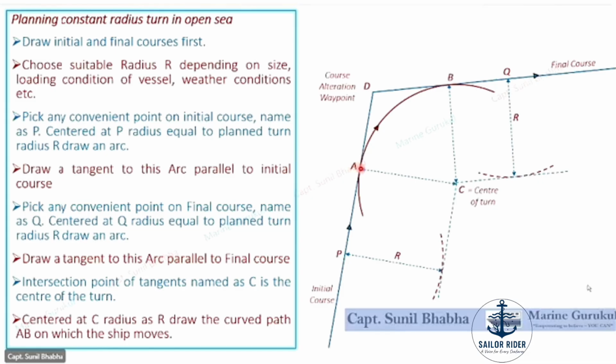So you can show the initial point where the vessel starts moving on the curved path as alpha. The final point is shown as Bravo. So the turn is planned in an open sea situation.